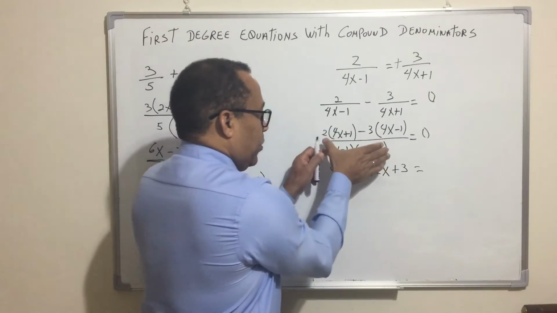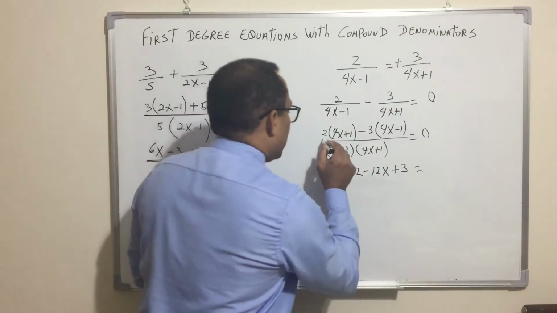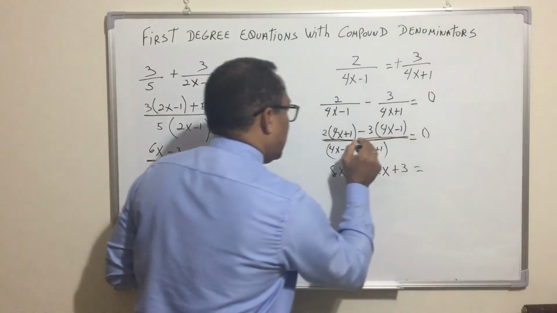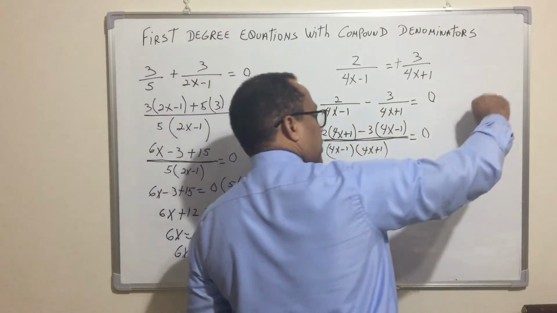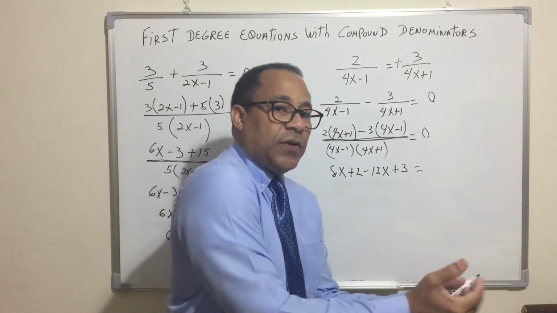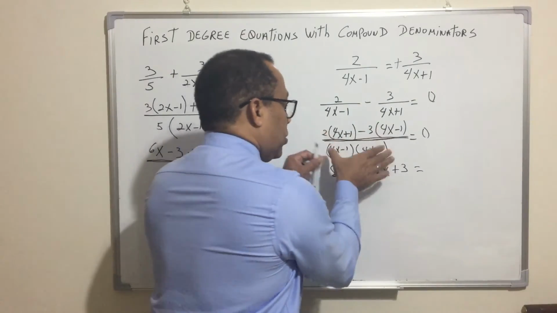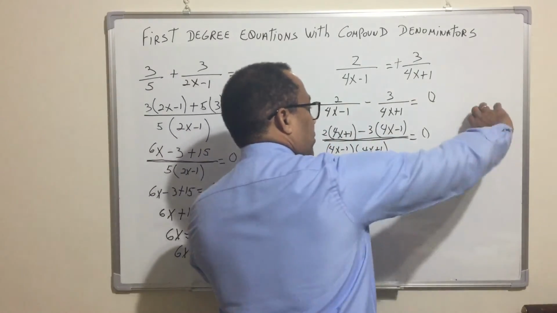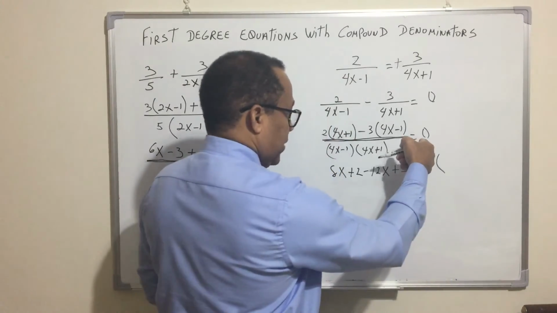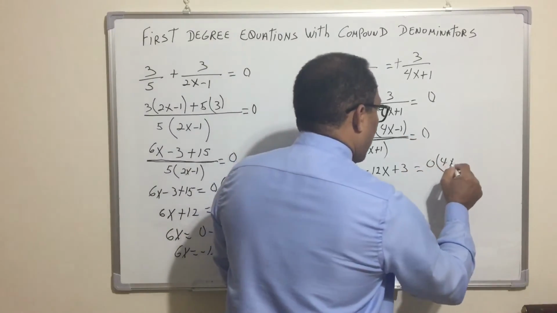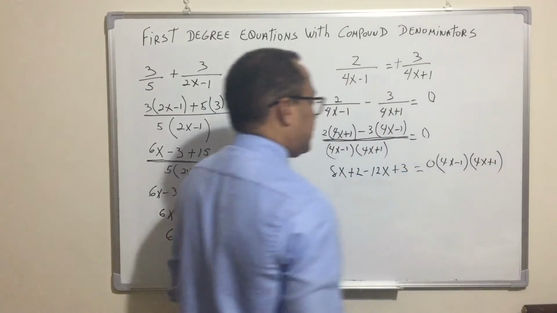I'm moving the denominator to the right. What is the operation? The operation is a division. Since the denominator is dividing, once you move it to the other side, it will be the opposite of the operation. The opposite of division is multiplication. So this will be multiplying to the right. So it will be 0, that's the number 0, times 4x minus 1 times 4x plus 1.